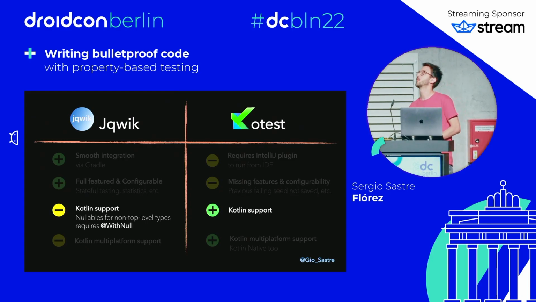Yeah, jqwik is a Java library. Of course, you can write tests in Kotlin in Java, but there's one thing that I don't really like too much. That is the nullable support, especially for non-top levels. What I mean with this is that if you want to generate string optionals, nullable strings, you can use a string optional. It's fine. It's going to work out of the box. It's going to generate also nullables.